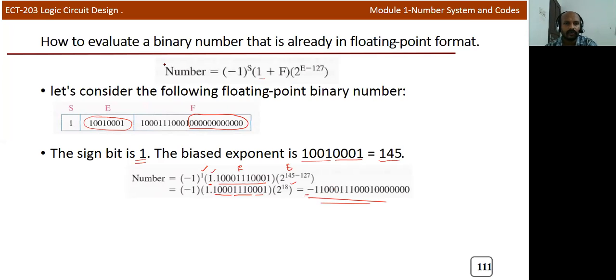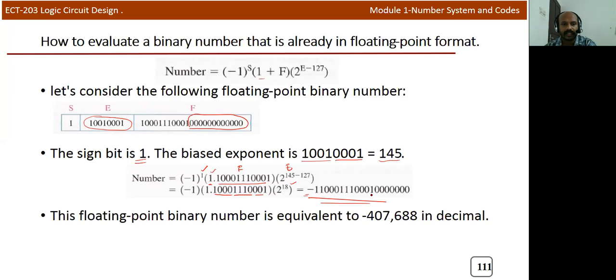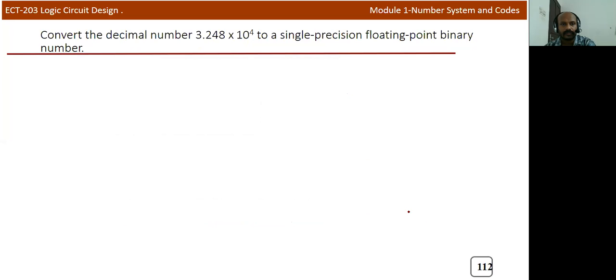This is how we can evaluate a binary number that is already in a floating point or single precision format. Finally we need to convert this number into decimal. When you perform the binary to decimal conversion, it becomes minus 407,688 in decimal. This is a floating point number. And we can perform one more example.